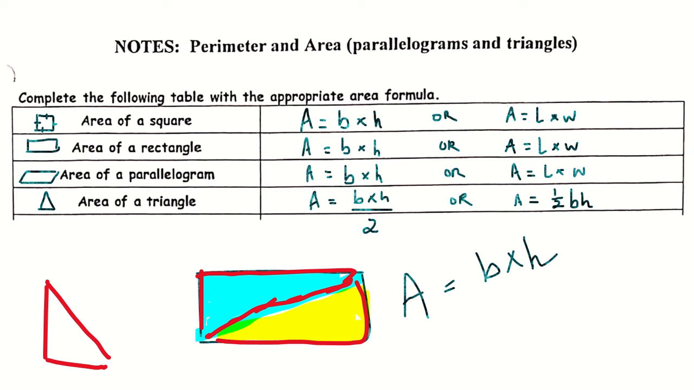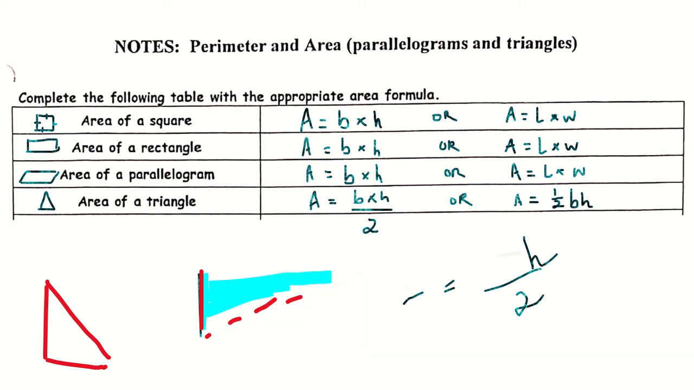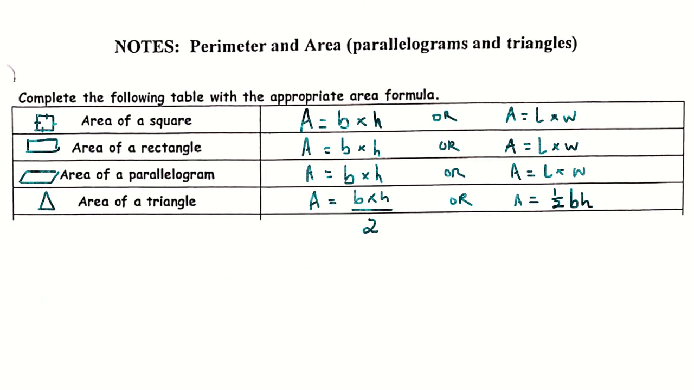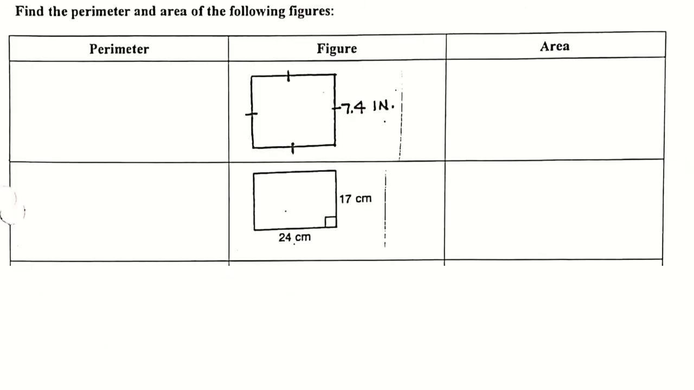So if you cut a rectangle in half, that's how you make a triangle, which is why the formula of a triangle is base times height, that's the rectangle part, divided by 2, and that's how you get a triangle. That's where that formula comes from. Okay, we've got our formulas, so we're ready to do a few examples of actually applying them. Here we go. Find the perimeter and area of the following figures.